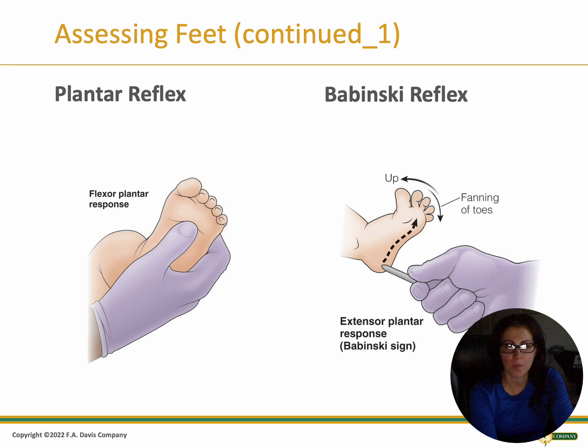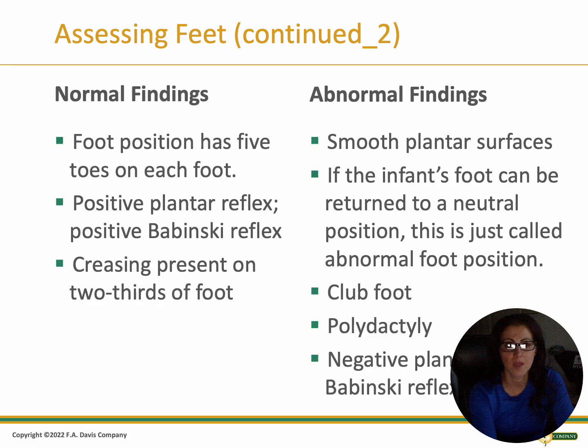So remember, for Babinski reflex in the adult, the toes should curl in, but with an infant it's opposite. Up to 2 years of age, their toes will fan out. And the plantar reflex is very similar to the palmar reflex. Normal findings include 5 toes, positive plantar as well as a positive Babinski, and then there should be creases about 2/3 of the entire foot.